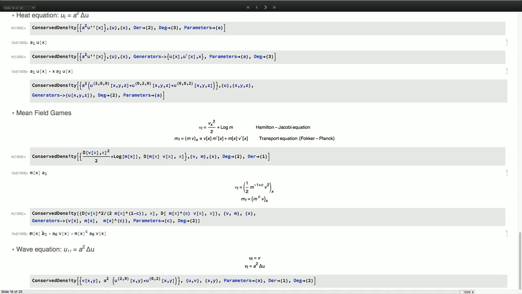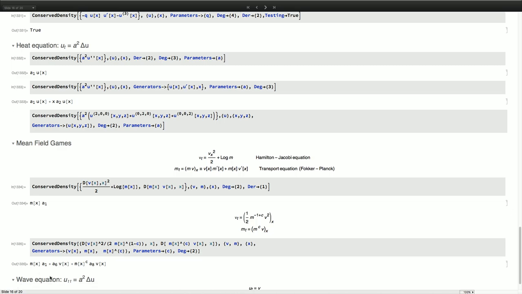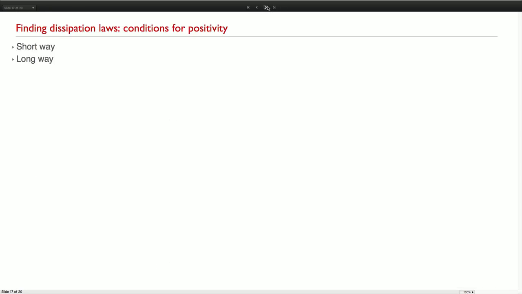This expression is conserved. And also the wave equation: we now wrote it as a system of PDEs, with a simple transformation from the wave equation to the system of PDEs. Together they are the wave equation, and I will not execute it because, I don't know why, it takes time.